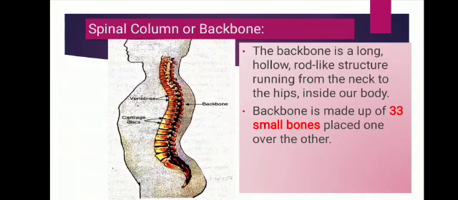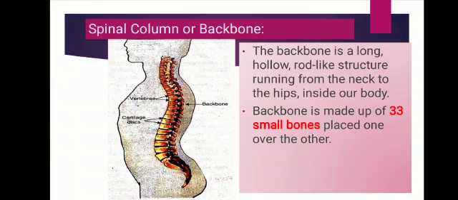These discs of cartilage allow the vertebrae to move slightly or bend easily forward or backward. Now suppose what will happen if the backbone was made up of only one long bone? Obviously we will not be able to bend our body. Our backbone supports the head at its top.